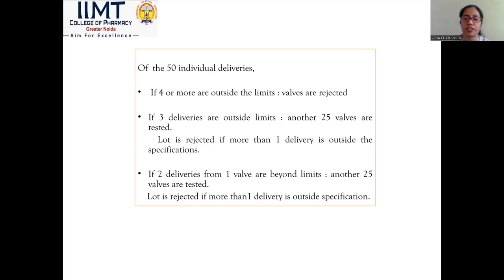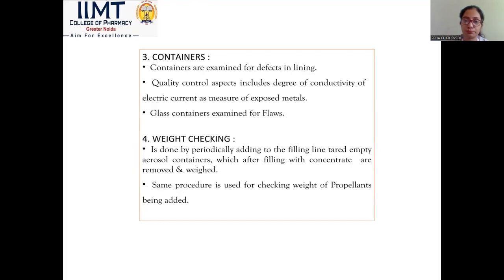If 3 deliveries are outside the limit and the 25 valves are tested, the lot is rejected if more than 1 delivery is outside the specification. If 2 deliveries from 1 valve are beyond the limit, another 25 valves are tested, and the lot is rejected if more than 1 delivery is outside the specification.